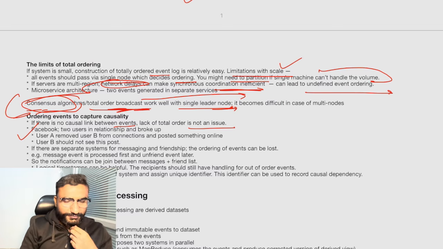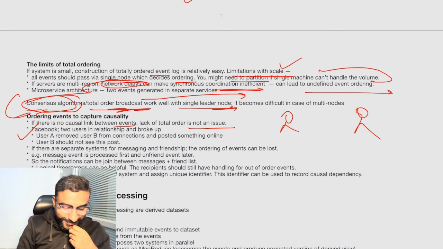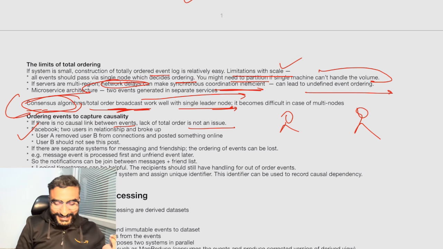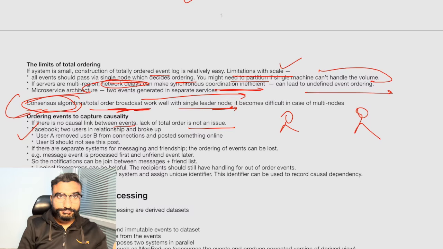So let's take an example of Facebook. On Facebook there are two users. One is Mandeep and one is some other person. Mandeep and that person were in a relationship, and then they broke up. Very sad.